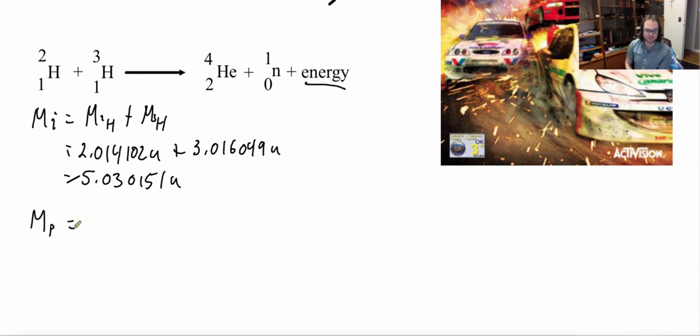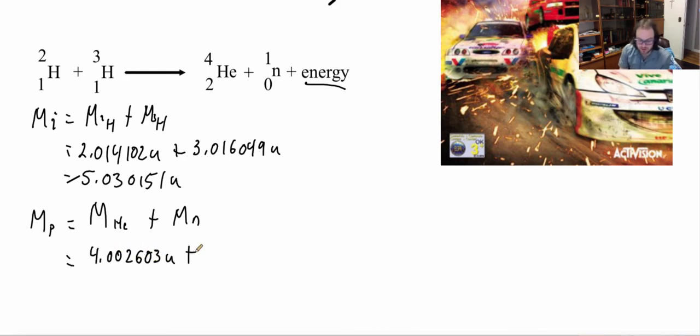Now let's look at the mass of my final product. So here we have a helium, so we want the mass of a helium, and then we're going to add the mass of a neutron. So in this case here, we know the mass of helium is going to be 4.002603 atomic mass units.